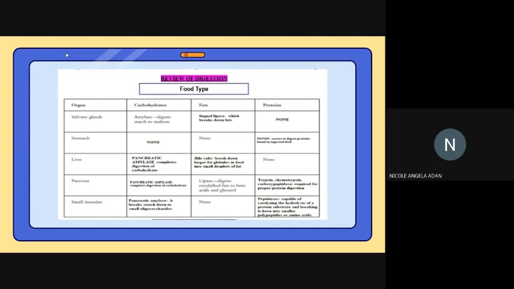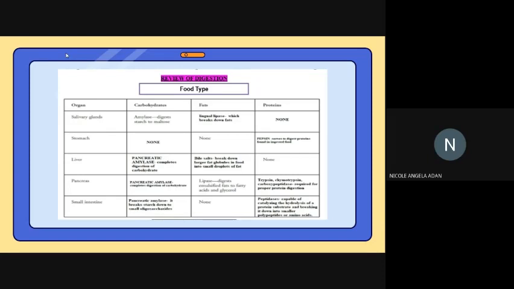For stomach, for carbohydrates, we have none. For fats, we have none. And for proteins, we have pepsin, which serves to digest proteins found in ingested food. For the liver, for carbohydrates, none. For fats, we have bile salts, which break down larger fat globules in food into small droplets of fat. And for proteins, we have none.